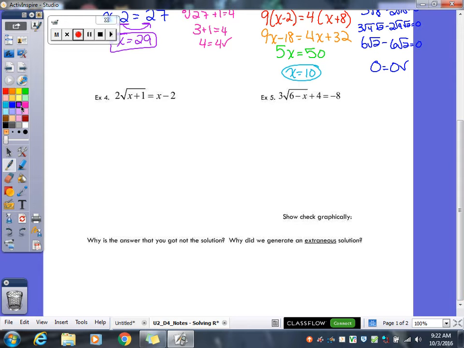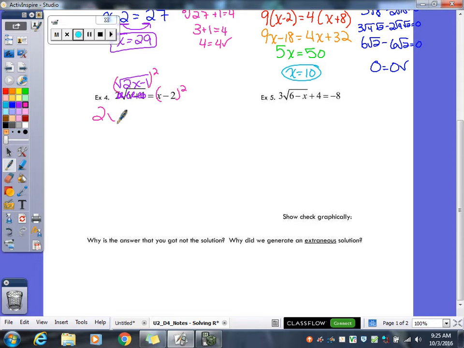So in our next example here, again we have our radical, 2 square root of x plus 1 equals x minus 2. So example number 4, we actually have a little bit of a typo. So we just need to fix this. This was supposed to be the radical 2x minus 1. It was all supposed to be underneath. So here what we're going to do is we're going to square both sides.